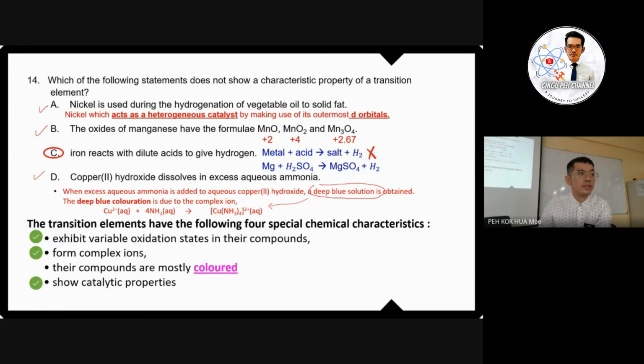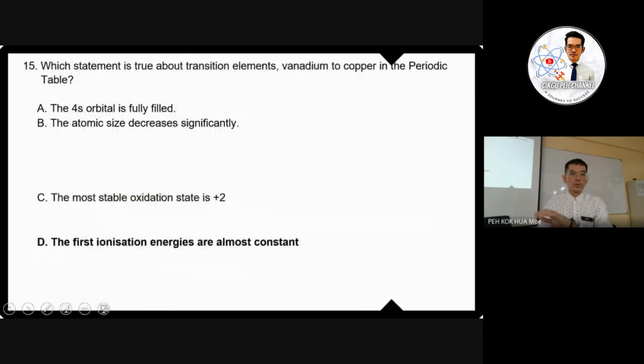So the answer here will be C, because the reaction does not belong to transition metals only, but other metals also have the same reaction. Okay, so we go to the last question. Which statement is true about the transition elements vanadium to copper in the periodic table?